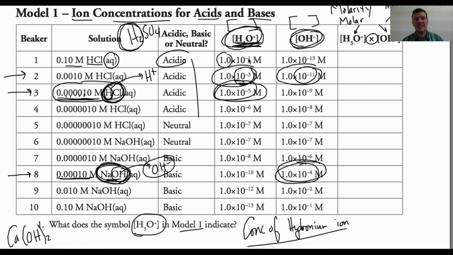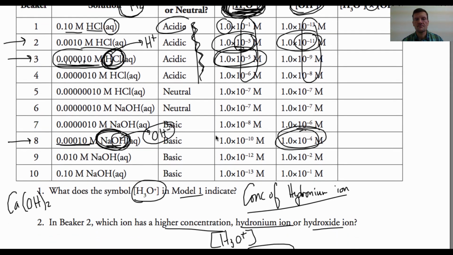So this is 10 to the negative 1. This is 10 to the negative 13. 10 to the negative 3, 10 to the negative 11, 10 to the negative 5, 10 to the negative 9, 10 to the negative 6, 10 to the negative 8. So these values here, since their negative power is a little bit bigger than these negative powers, your concentration of hydronium is bigger in acids. You have a greater concentration of hydronium ion when you have an acidic solution.